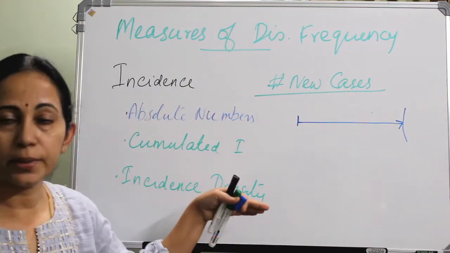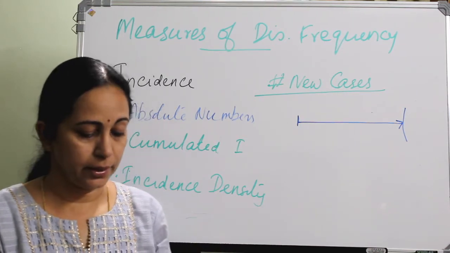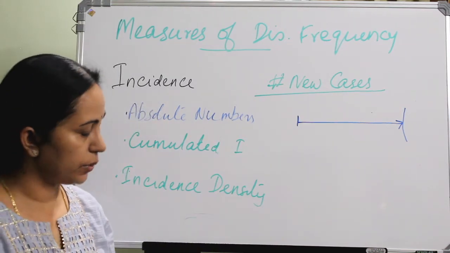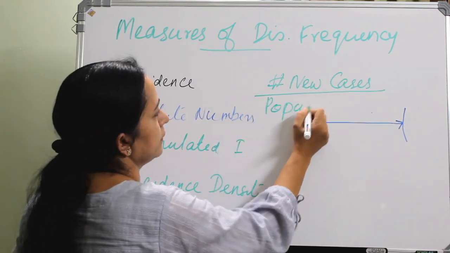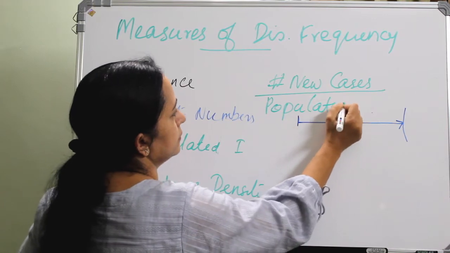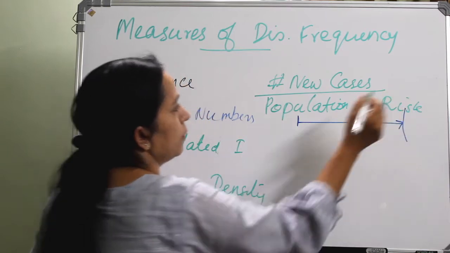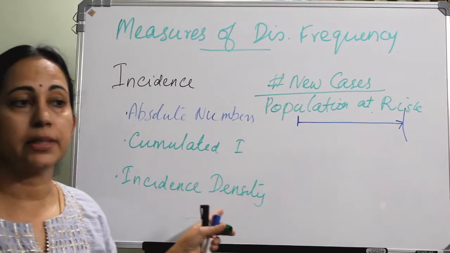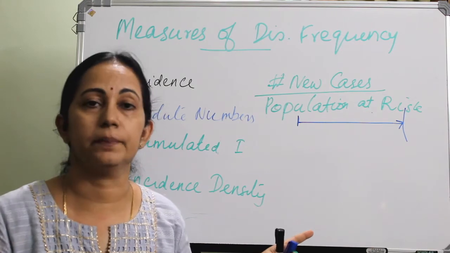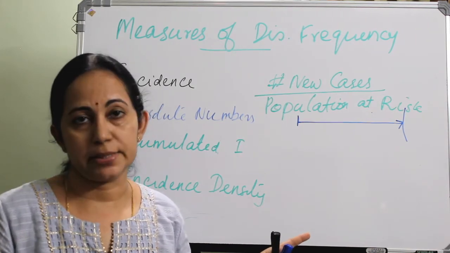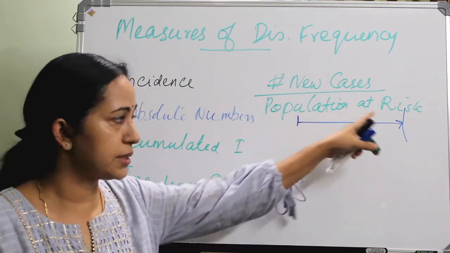And also in the denominator, the people at risk will come in the denominator. So the denominator includes the population at risk, the population at risk of developing the disease. There is a chance of every person becoming a case. There is a chance of contracting the disease at any point of time. So that is the population at risk.